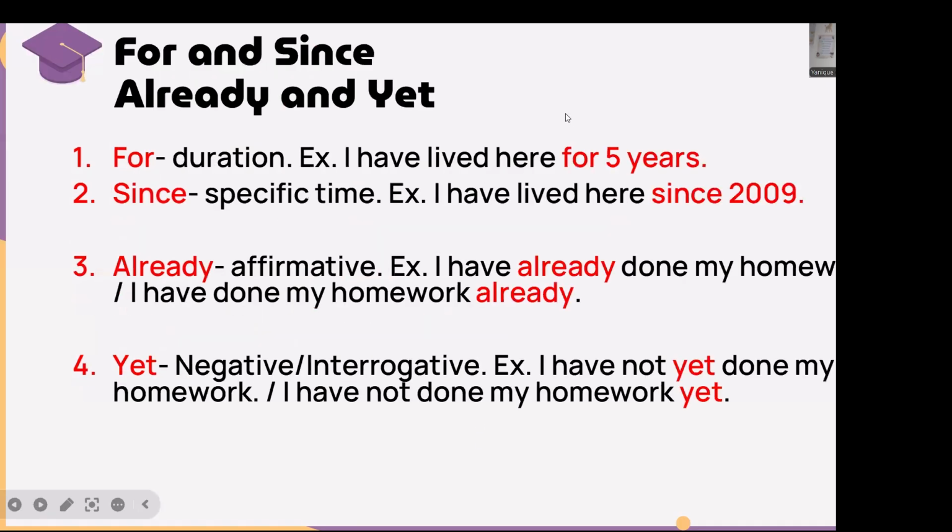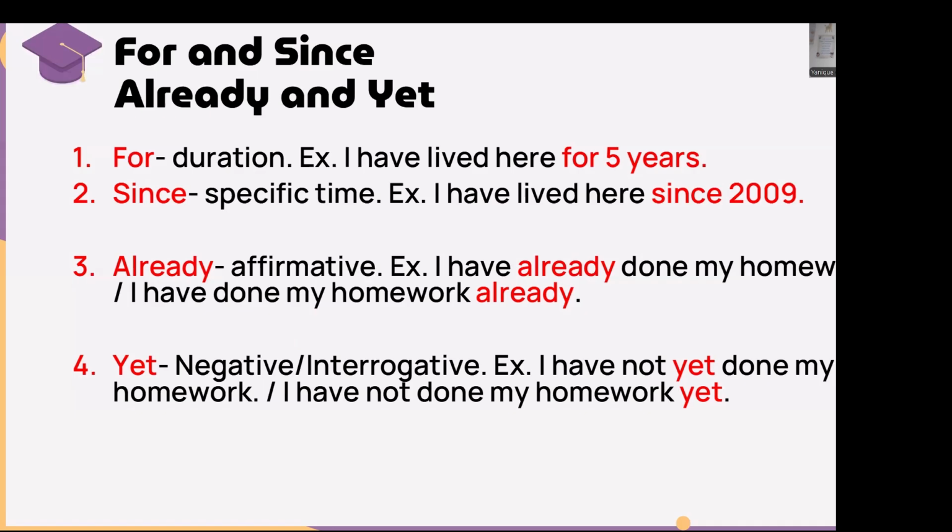Now, there are some keywords that help us to identify when we use the present perfect tense in English. Those words are for, since, already, and yet. What's the difference? We're going to use for when we're talking about the duration of something, so the time. I have lived here for 5 years, okay? You have to put the duration of the time, so you can say in months, in years, in hours, etc. Since is from a specific time. I have lived here since 2009, okay?